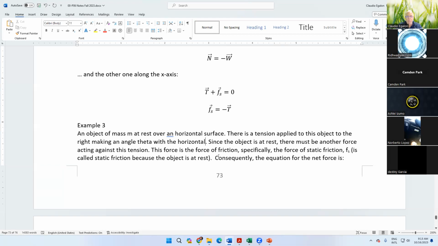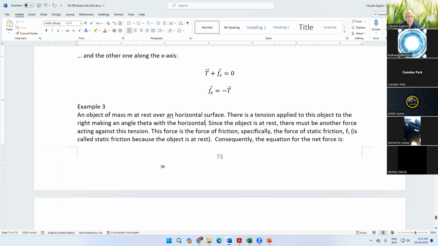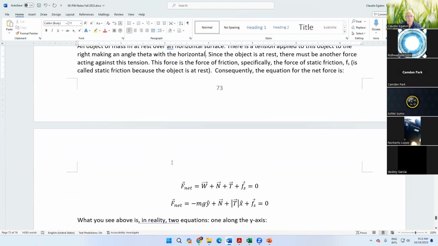Since the object is at rest, there must be another force acting against this tension. It's the force of friction, specifically the force of static friction. It's called the force of static friction because the object is at rest. Consequently, the equation for the net force is still going to be like that.